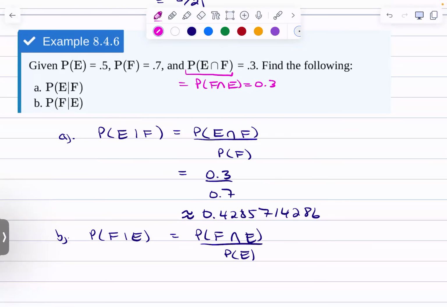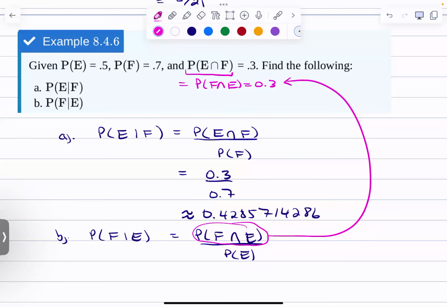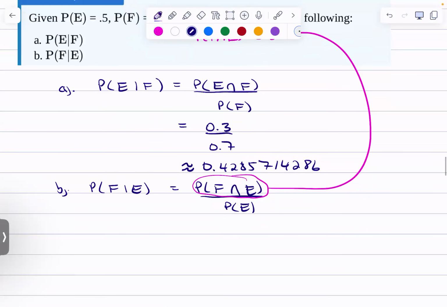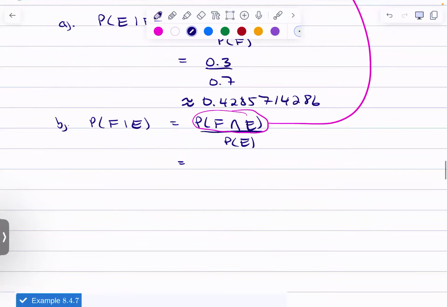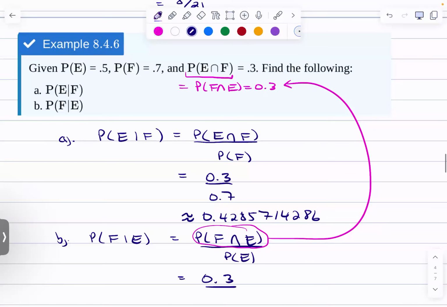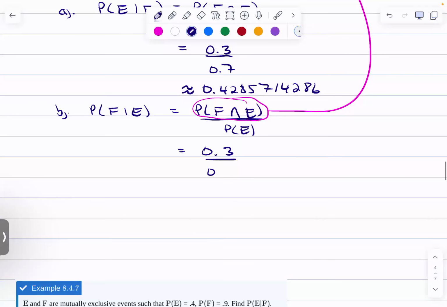E and F is the same as F and E. Which means we have 0.3 over the probability of E, which is 0.5. 0.3 divided by 0.5 puts me at a beautiful 0.6.